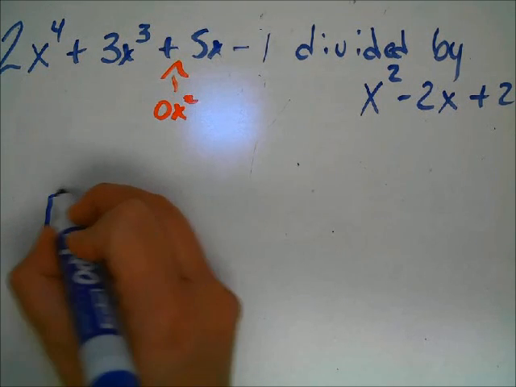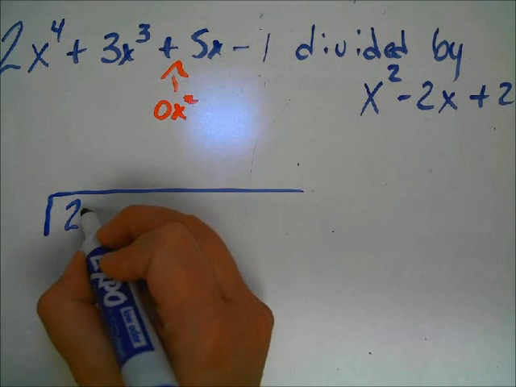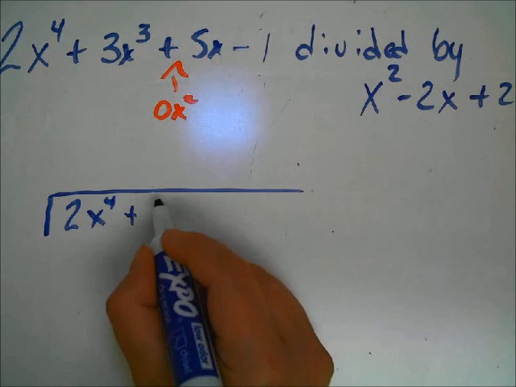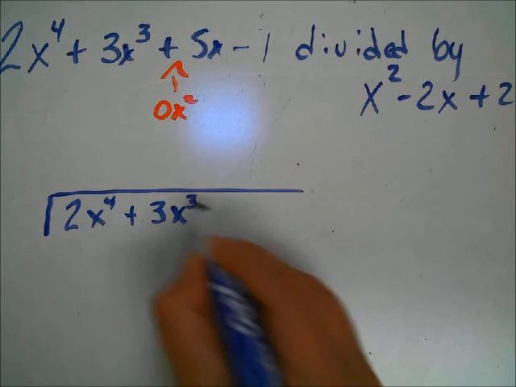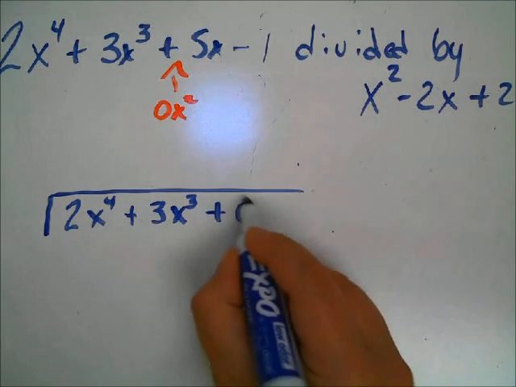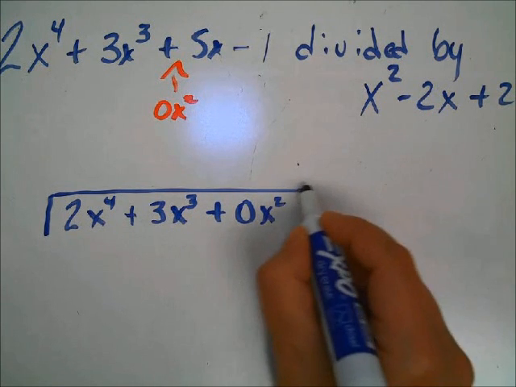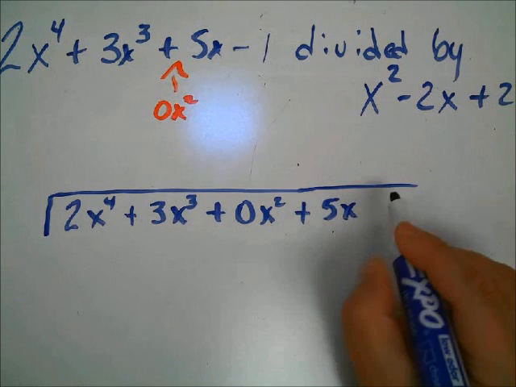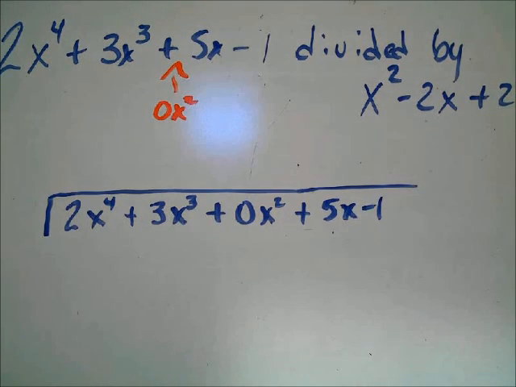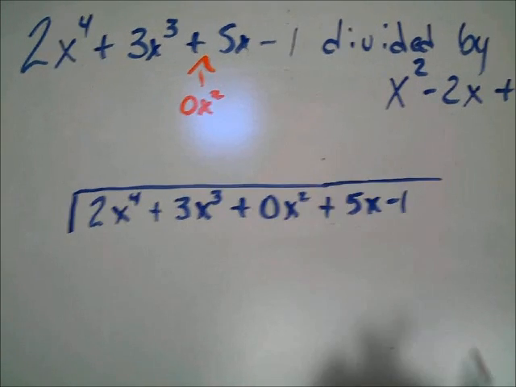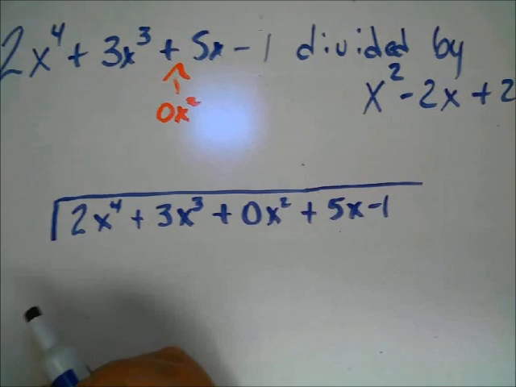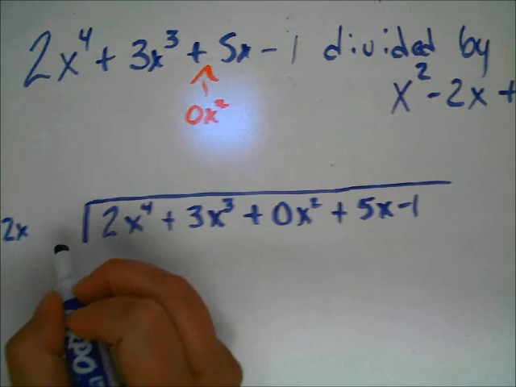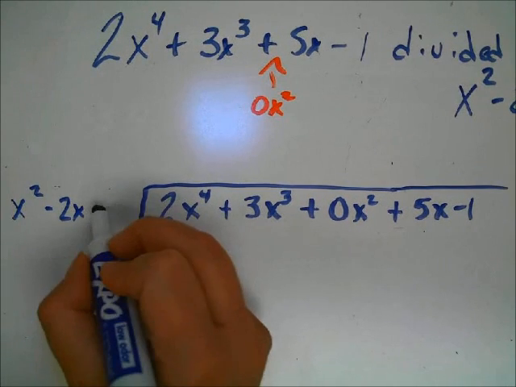So inside my division bar, I'm going to write 2x to the fourth plus 3x cubed plus 0x squared plus 5x minus 1. And I'm going to divide that by this, x squared minus 2x plus 2. So now I've got a problem to work.